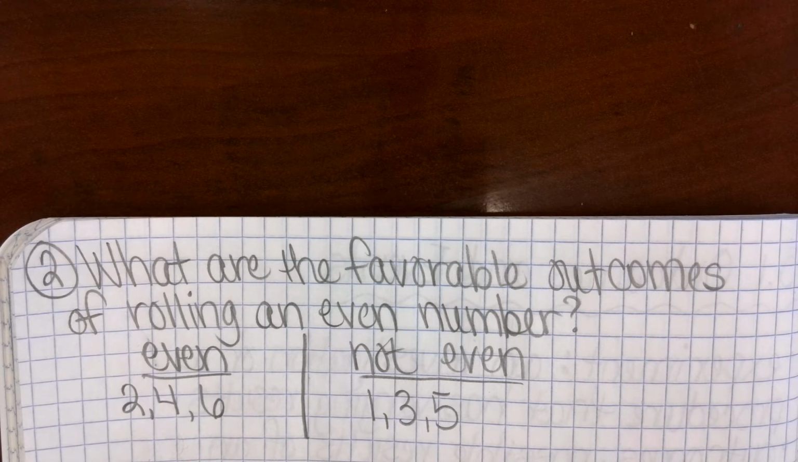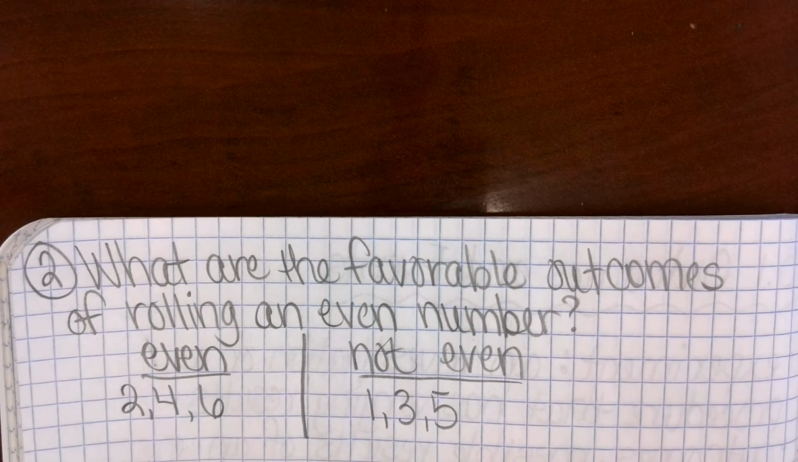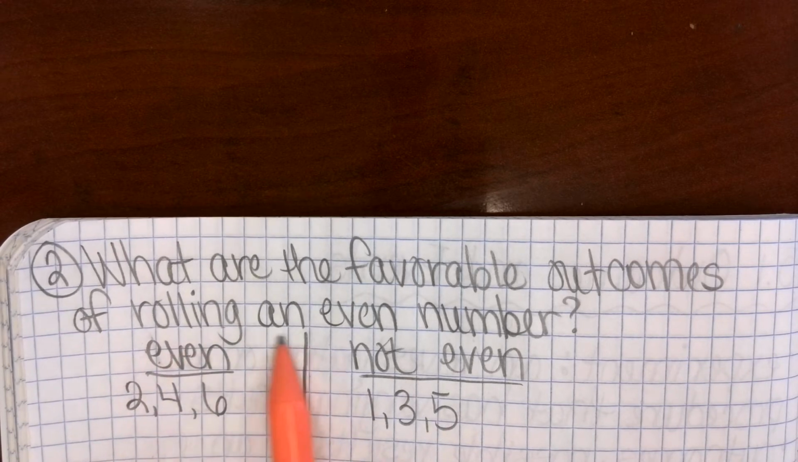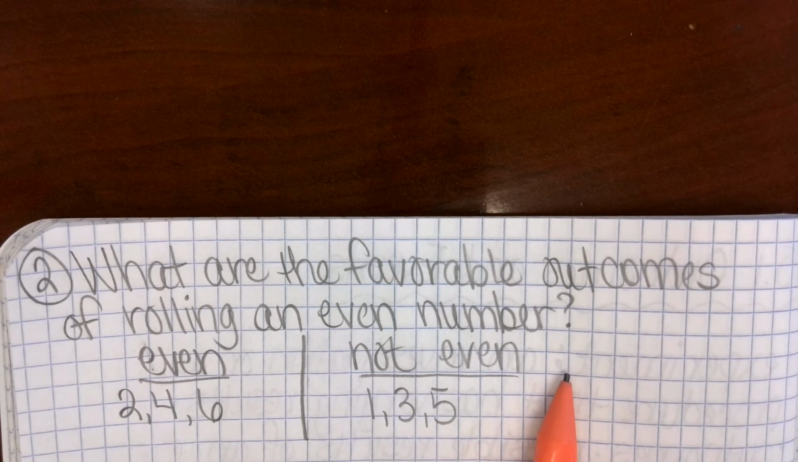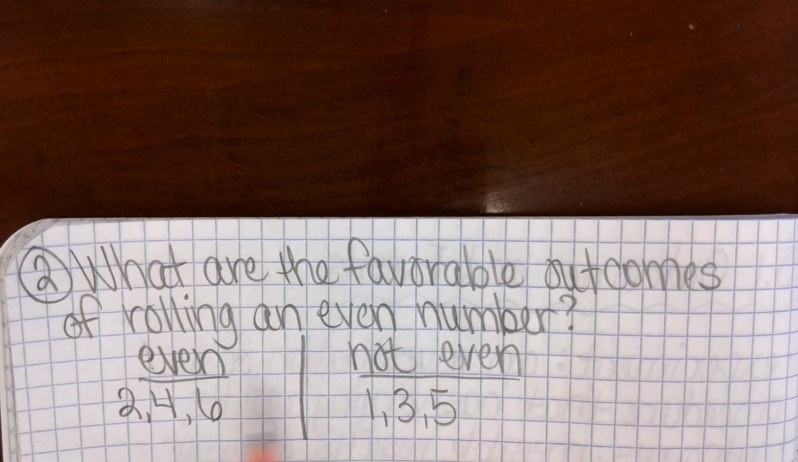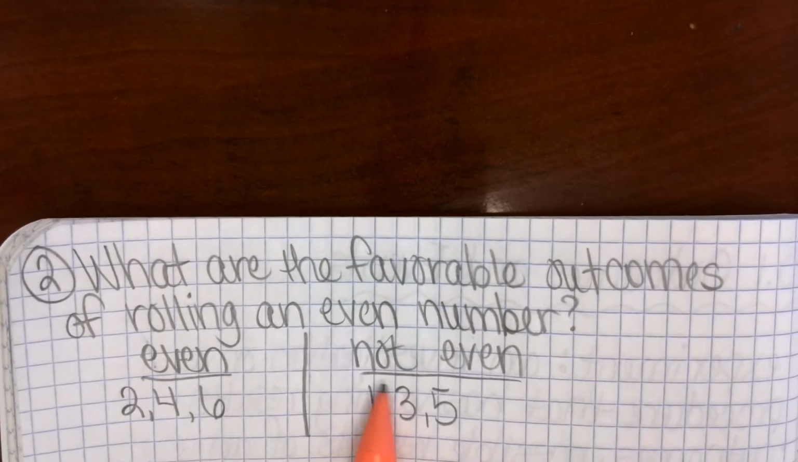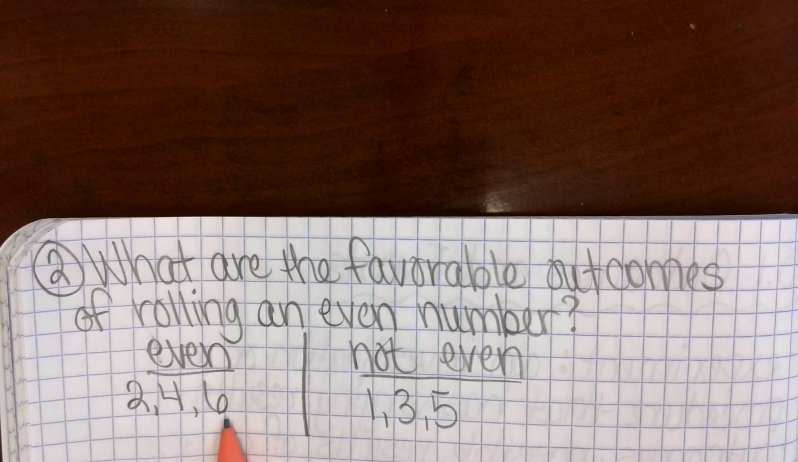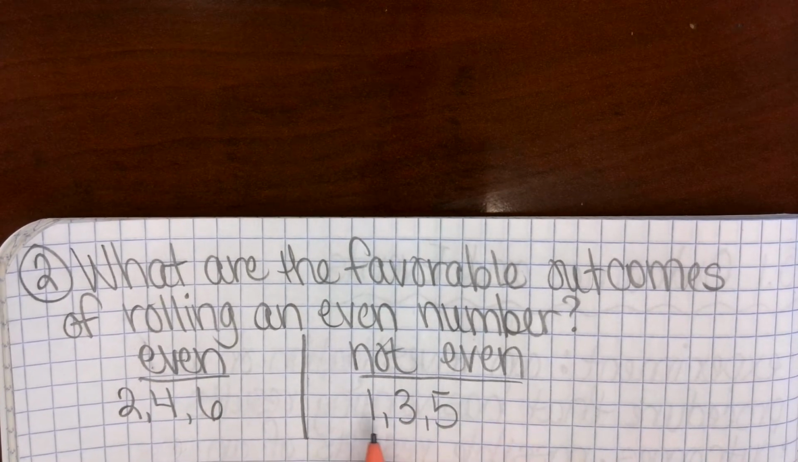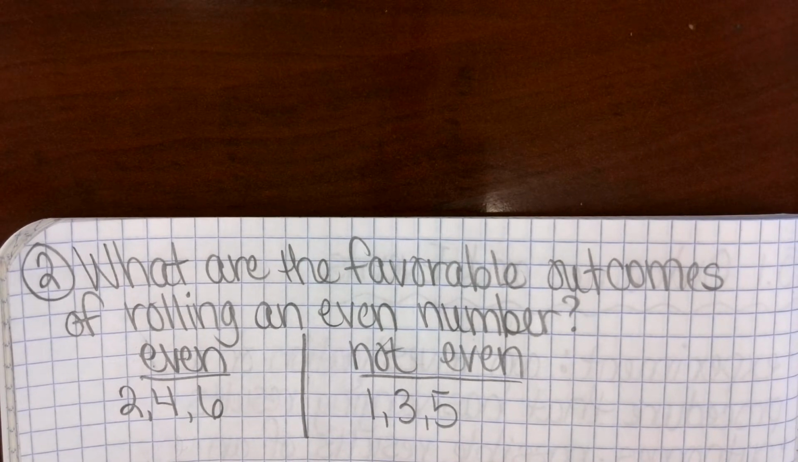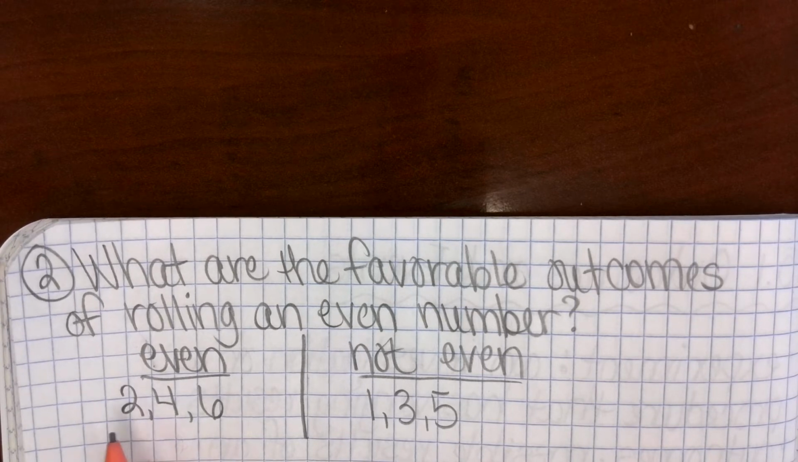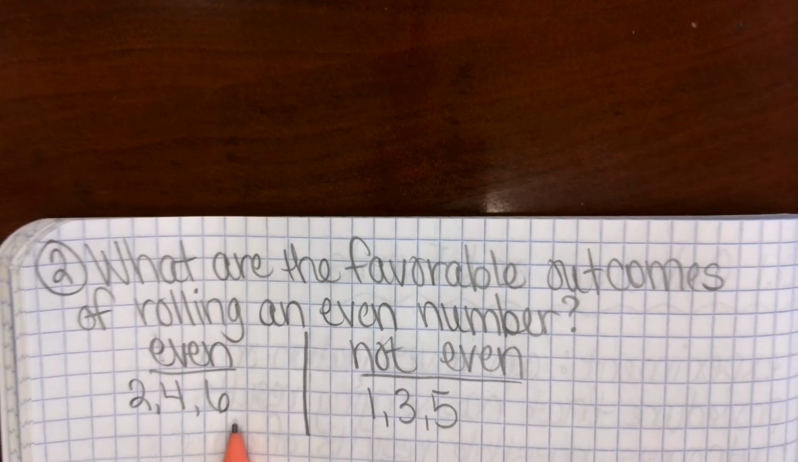So, the favorable outcomes of rolling an even number. So remember, a favorable outcome is the outcome of a specific event. So our specific event is rolling an even number. So when you think about a 6-sided number cube, you have even or not even. So your even would be 2, 4, 6. Your not even would be 1, 3, 5. So the favorable outcomes of the event are rolling a 2, a 4, or a 6.